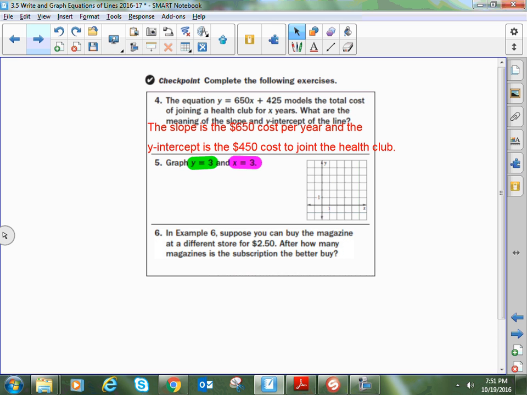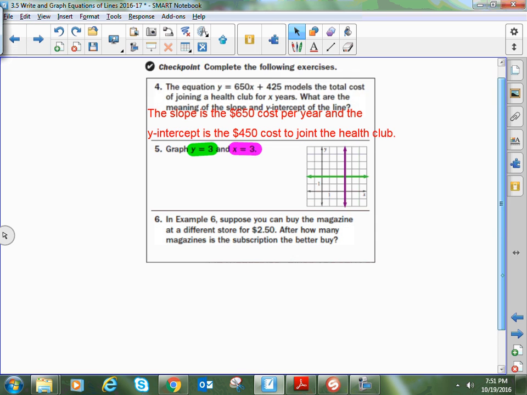So here, just graph the two lines, and we have a slope of 0 if y is equal to 3, and an undefined slope if x is equal to 3. And we wind up with those two lines right there.